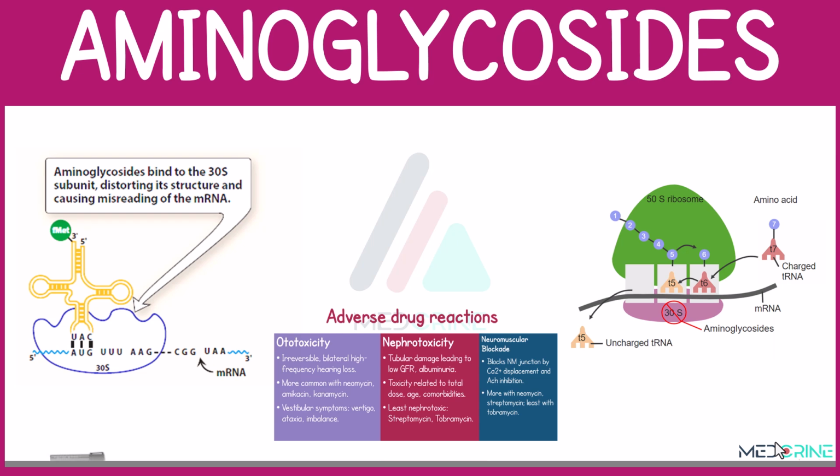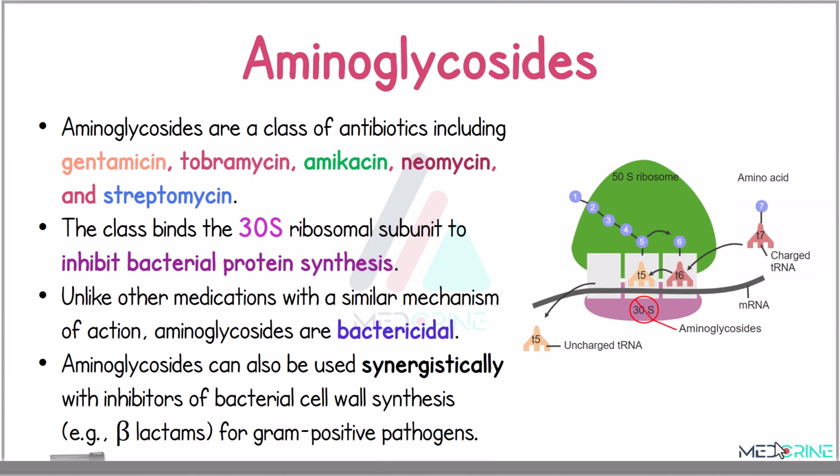Today we're going to look at the pharmacology of aminoglycosides. Aminoglycosides are basically a class of antibiotics which include gentamicin, tobramycin, amikacin, neomycin, and streptomycin. This class of drugs works by binding to the 30S ribosomal subunit, inhibiting bacterial protein synthesis, causing its death.